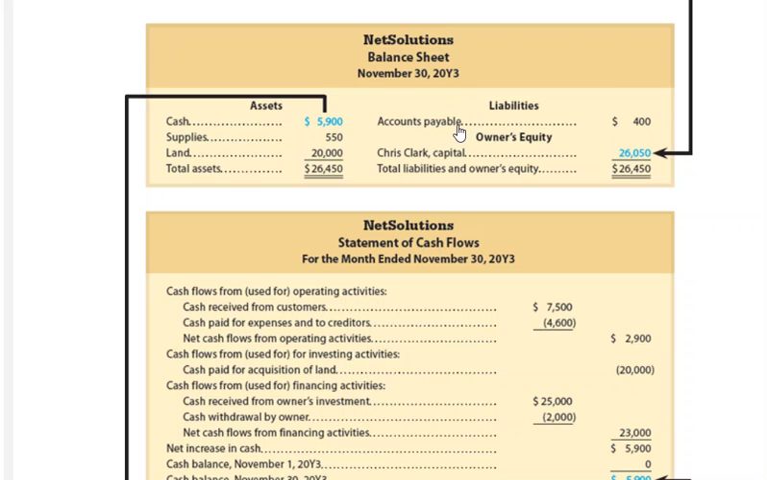That is a red flag that it's a liability. It might say accounts payable. It might say taxes payable, wages payable, salaries payable, interest payable. Could say lots of things. But if it says payable, it's a liability.